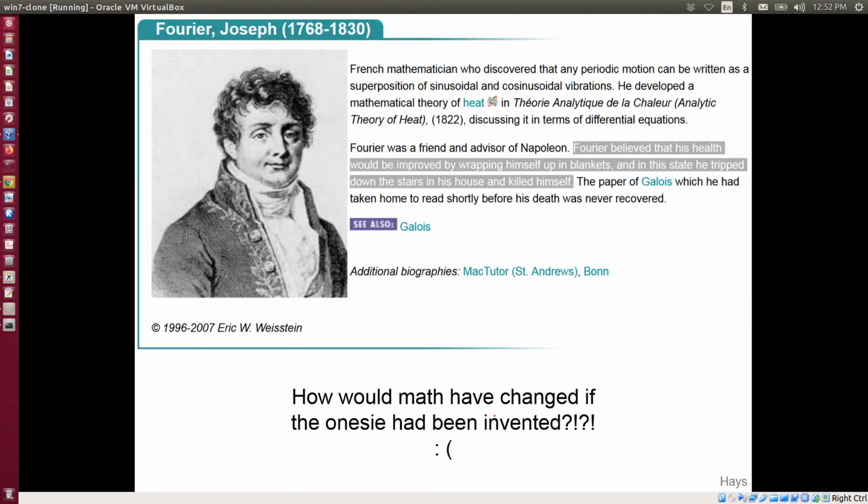This is just a remark on how Fourier died. He tripped himself and fell down the stairs, wearing a blanket, I don't know. It's interesting. It's the same time as Gauss. I didn't know that.